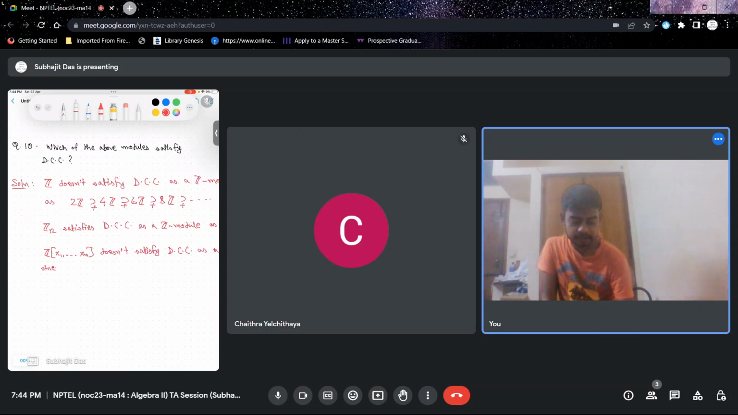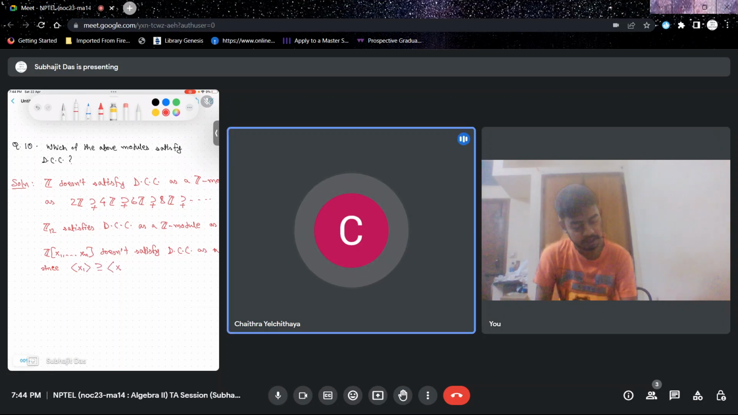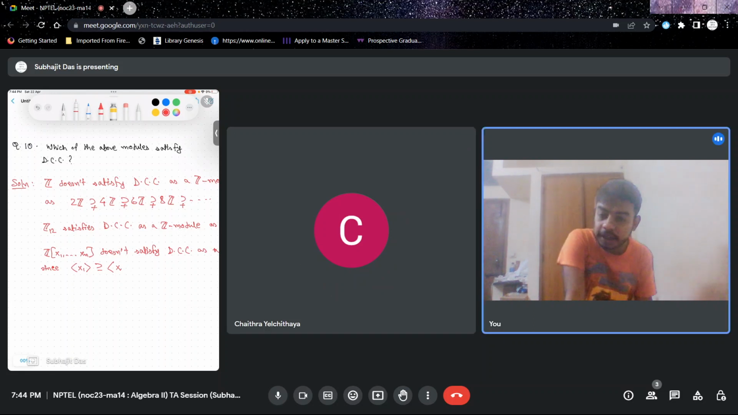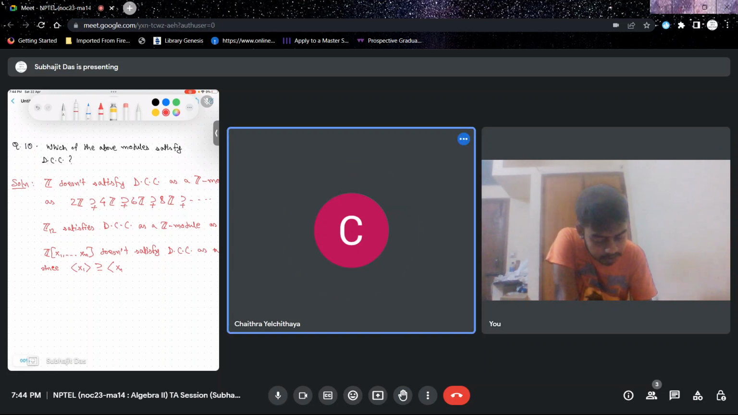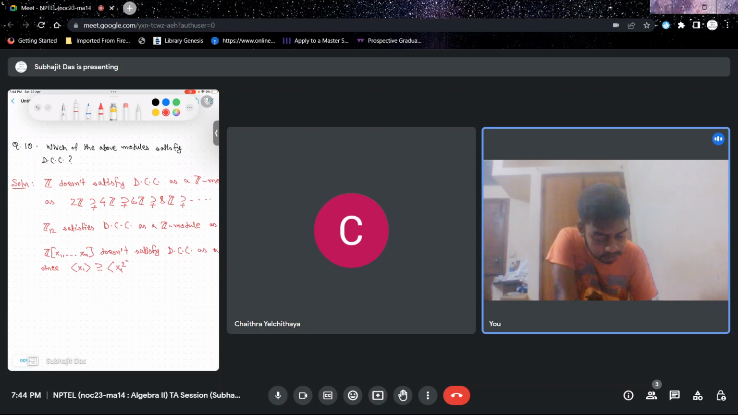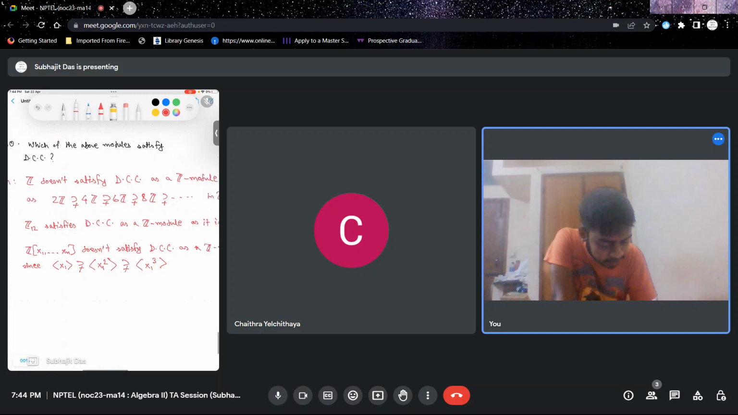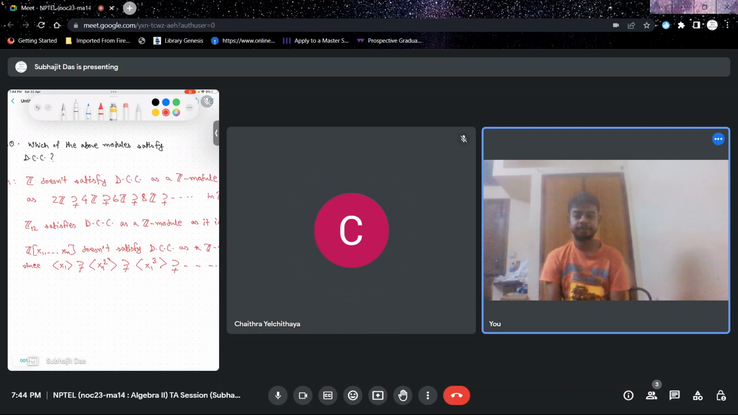You can just take the submodule generated by x1. This will contain the submodule generated by x1 squared, and this will further contain x1 cube. It's strictly decreasing and goes on, right? So you have found a strictly descending chain of submodules here.